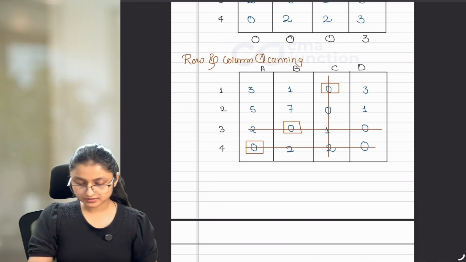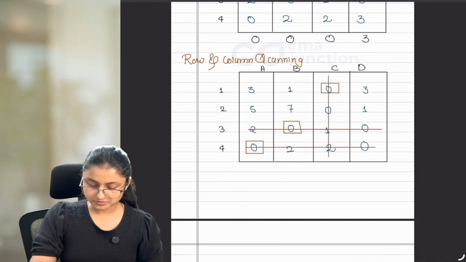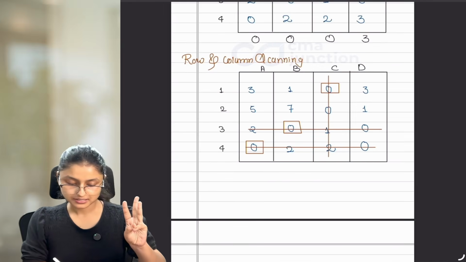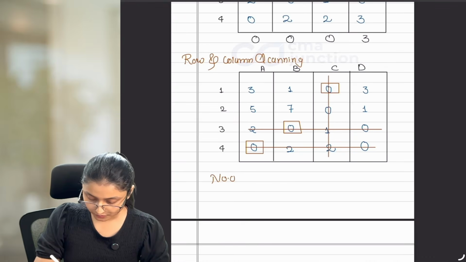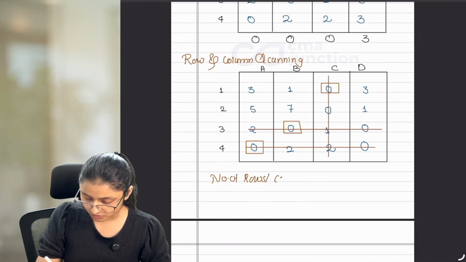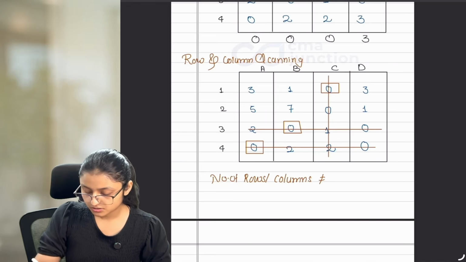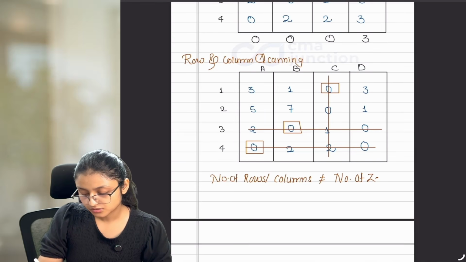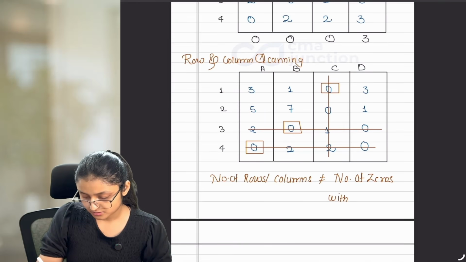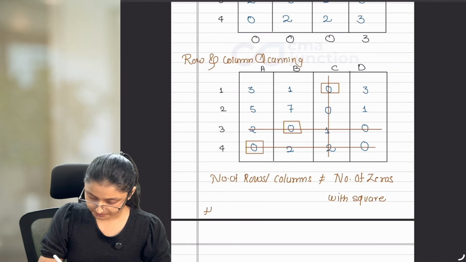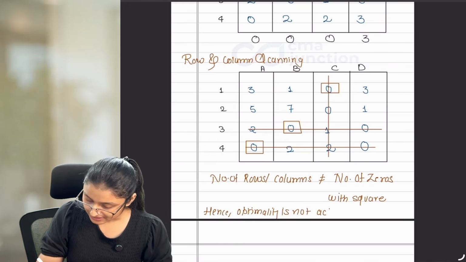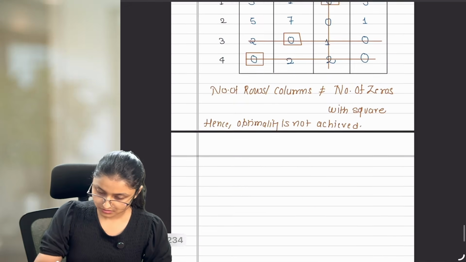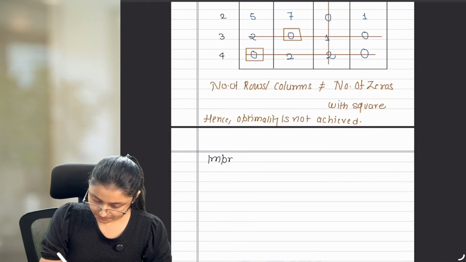Now if you notice, there are 4 rows and 4 columns, but the number of zeros with square are only 3. That means optimality not achieved. Write it down. Number of rows or columns is not equal to number of zeros with square. Hence optimality is not achieved. And if optimality is not achieved, what to do? Make an improved matrix.